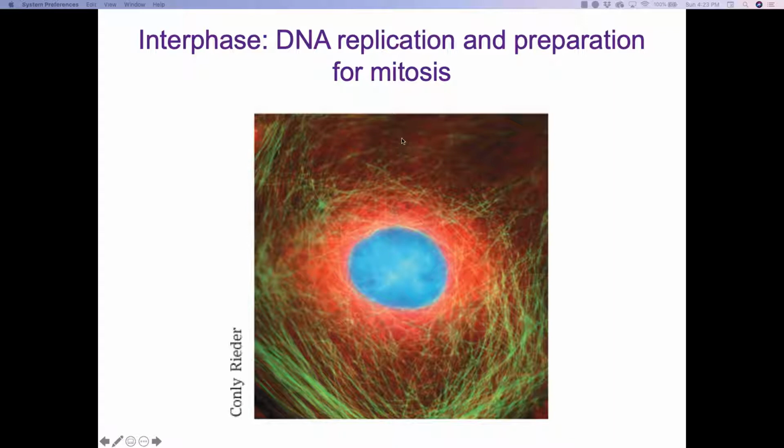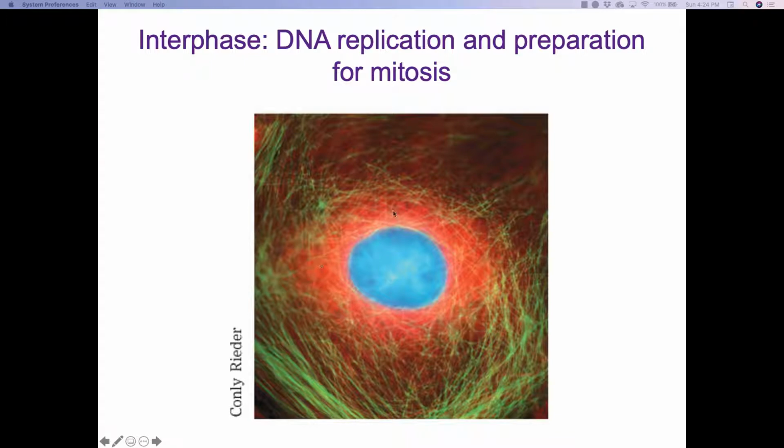These images you'll be seeing were taken by Conley Reeder, who's a research scientist who studies mitosis. The cells have been triple stained. First with a blue dye that labels the DNA, and you can see the nucleus in the middle of this image. The green labels microtubules, and the red labels intermediate filaments.